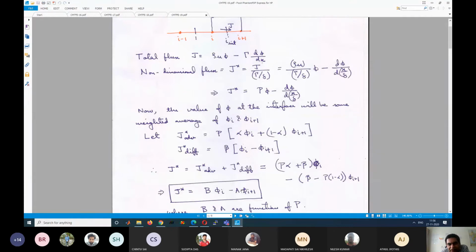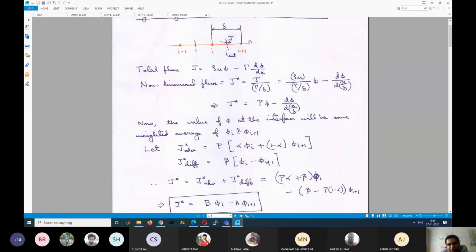And similarly, a will become a function of minus p instead of plus p. So if a was 1 minus p, now a will become 1 plus p. So when we reverse the coordinate direction, the only thing that has changed is the sign of p. So if we take b and a as functions of minus p, and instead of phi I write phi I plus 1, and instead of phi I plus 1 we take phi I, we will get the same flux, but in the negative direction.